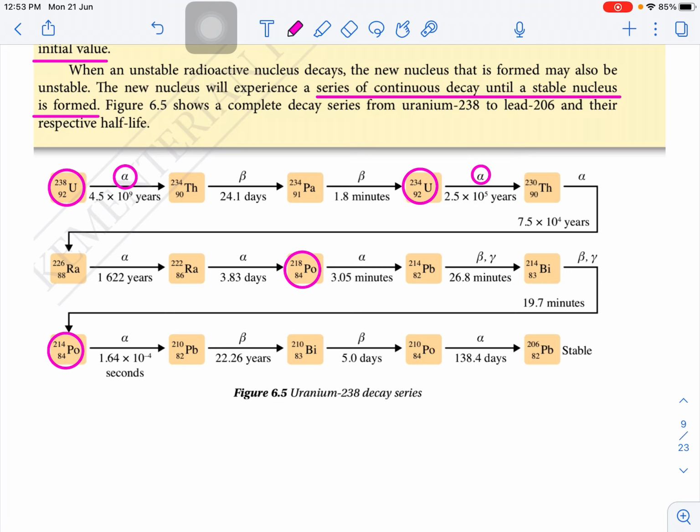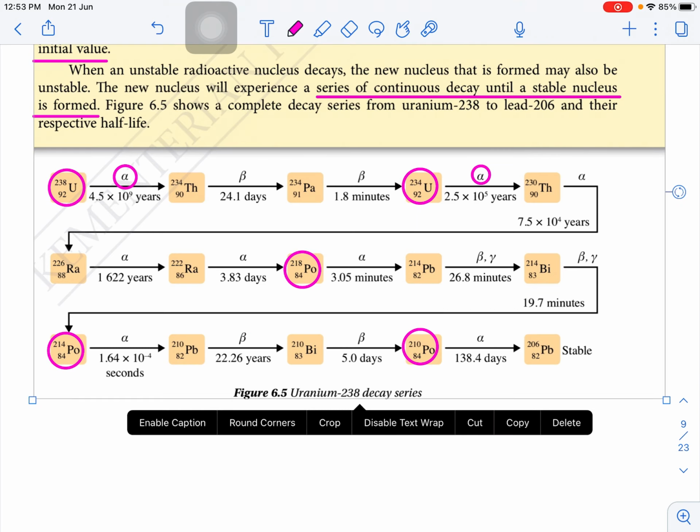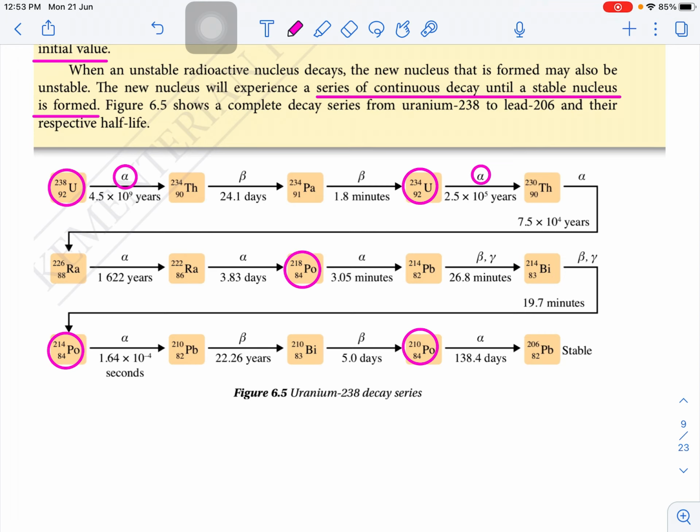And also we have another one, polonium-210. The proton number is 84. So when the proton number is the same, it means it is the same element, but it has a different nucleon number, which we call an isotope. So polonium-218 is called polonium-218 because of its nucleon number. To know which polonium, we state the nucleon number. Polonium-218, polonium-214, polonium-210 are radioisotopes.